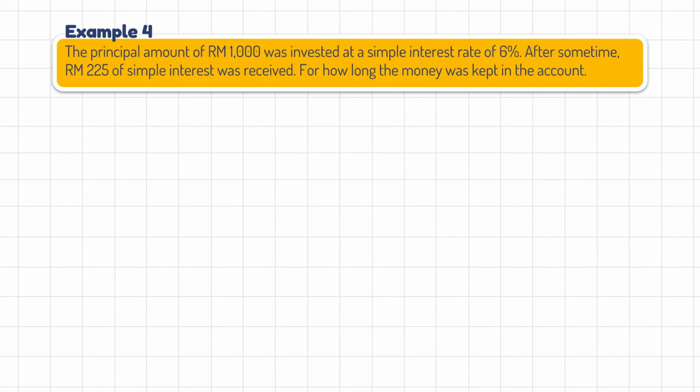Example 4. Here we have the principal amount of RM1000 was invested at a simple interest rate of 6%. For the first sentence, we have amount of RM1000 and then 6%. After some time, RM225 of simple interest was received. Here we have 225. For how long the money was kept in the account is the one that we need to find.